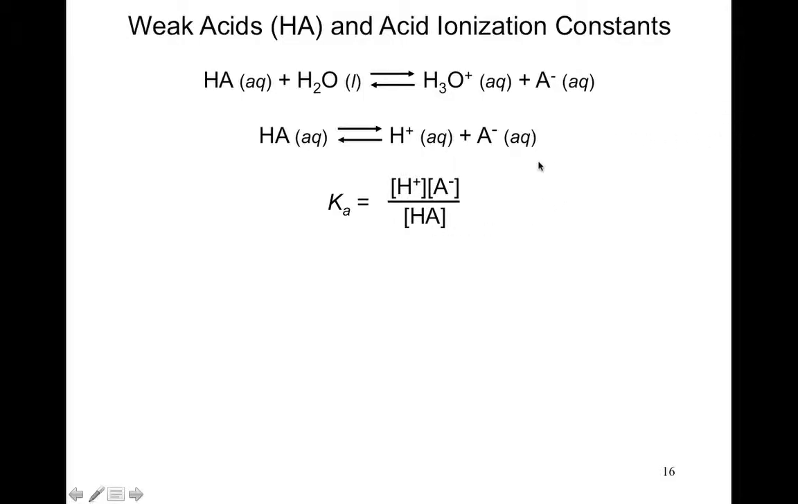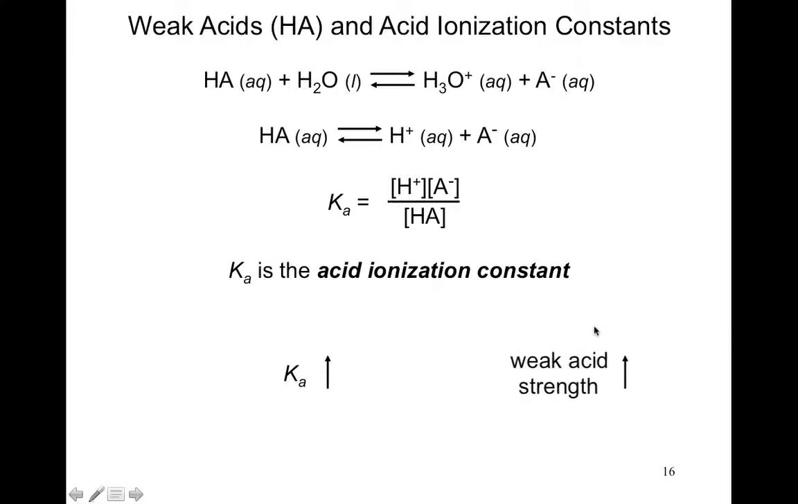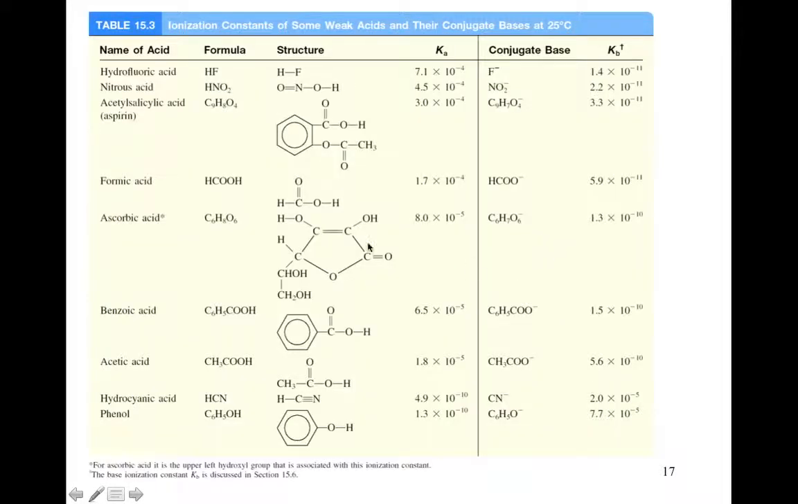The equilibrium constant is the product concentrations divided by the reactant concentrations. It's probably giving you a little bit of PTSD just seeing that after chapters 13 and 14. You're thinking, oh no, it's back. So Ka is something we call the acid ionization constant. Very similar to the equilibrium constant. The higher the Ka, the stronger the acid. Make sense? Looking at this, the higher the Ka, the more product I have, the stronger my acid, the more ionized my acid is. Hopefully that's very straightforward.